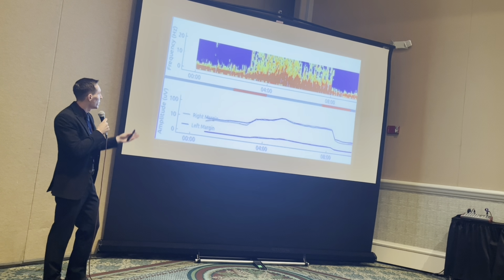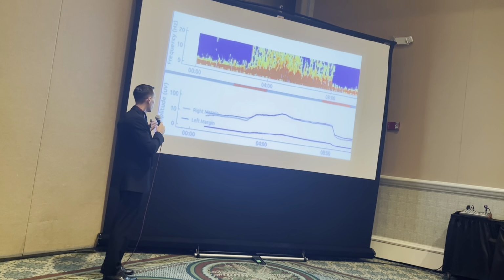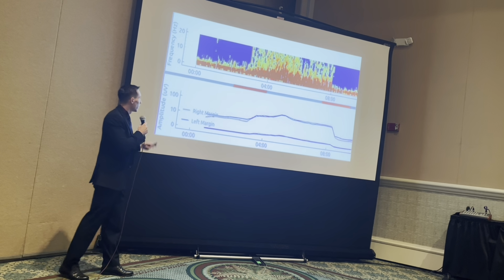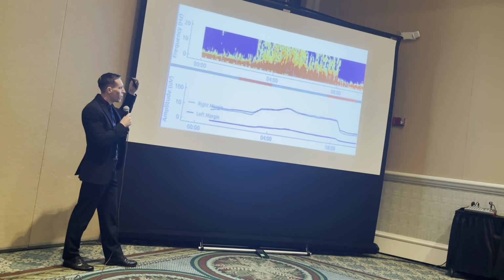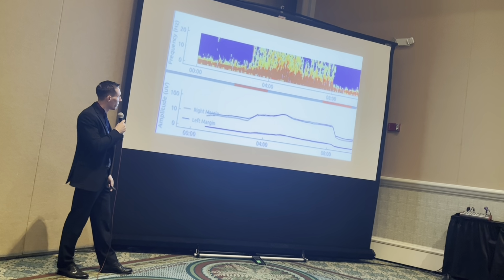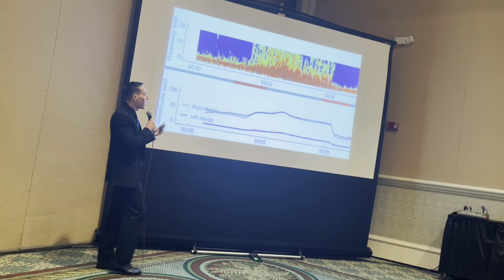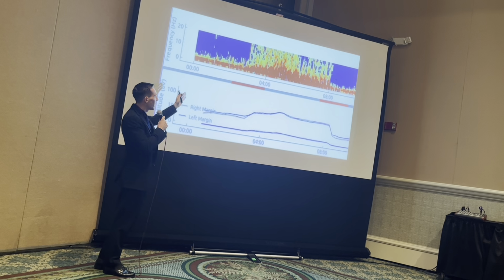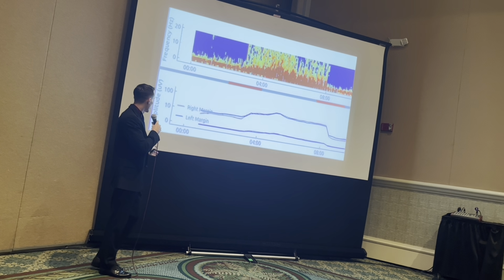So other than looking at frequency on an EEG, we also look at the amplitude. Frequency is just waves per second, and amplitude is how high the waves go. And during a seizure, a lot of the time, you're not only going to see an evolution in frequency, you're going to see an evolution in amplitude.